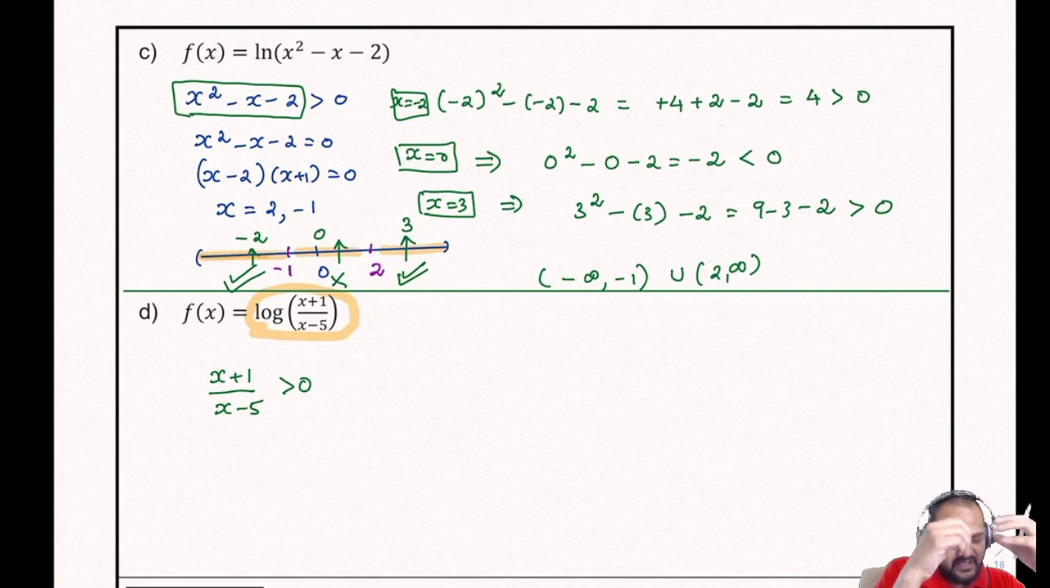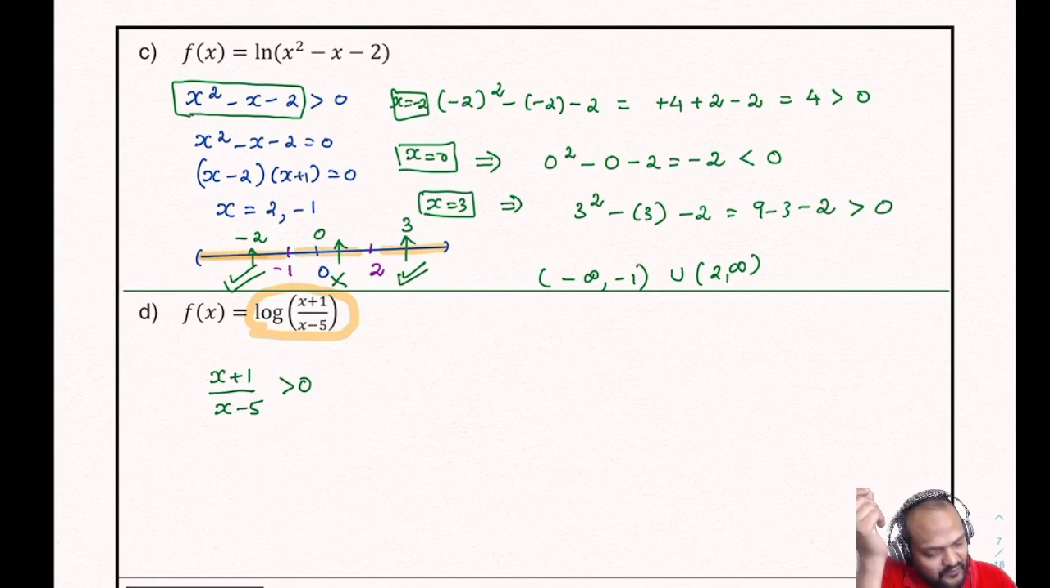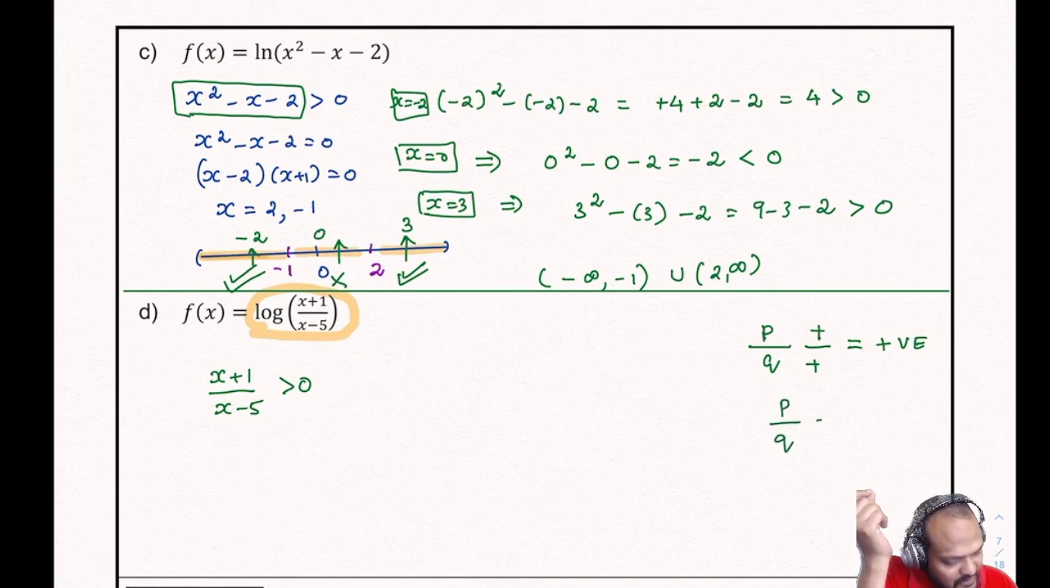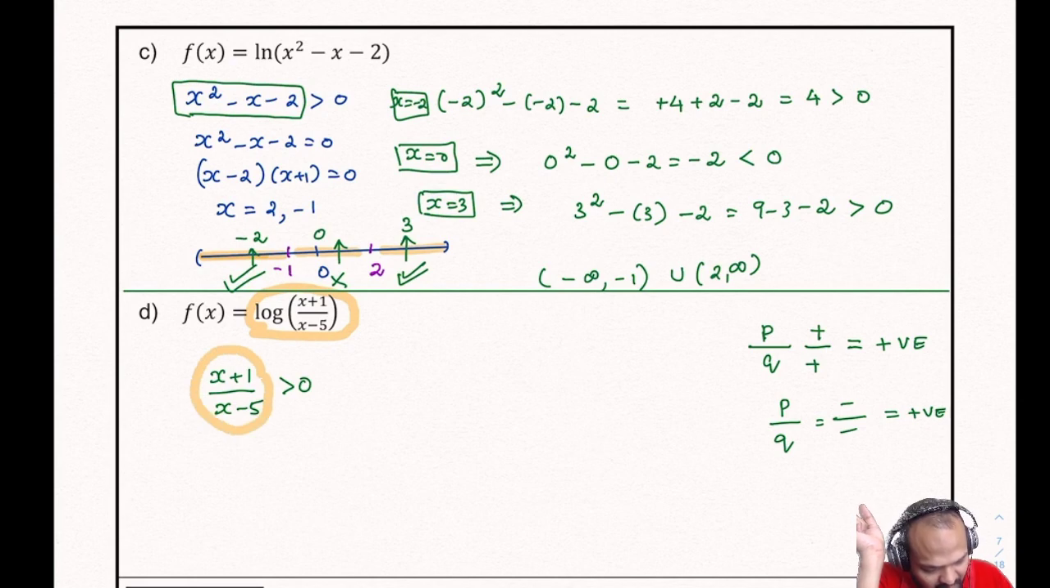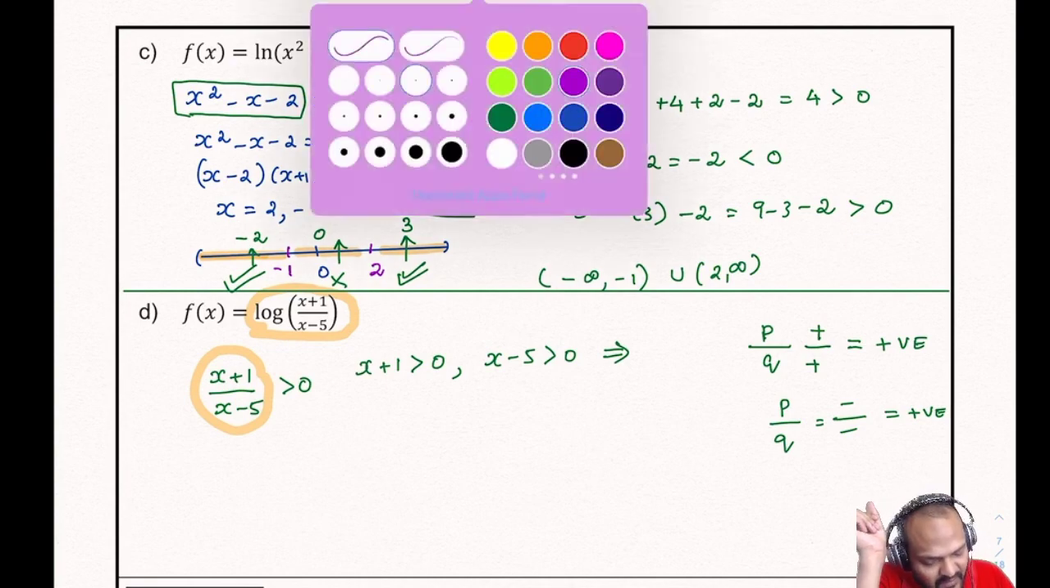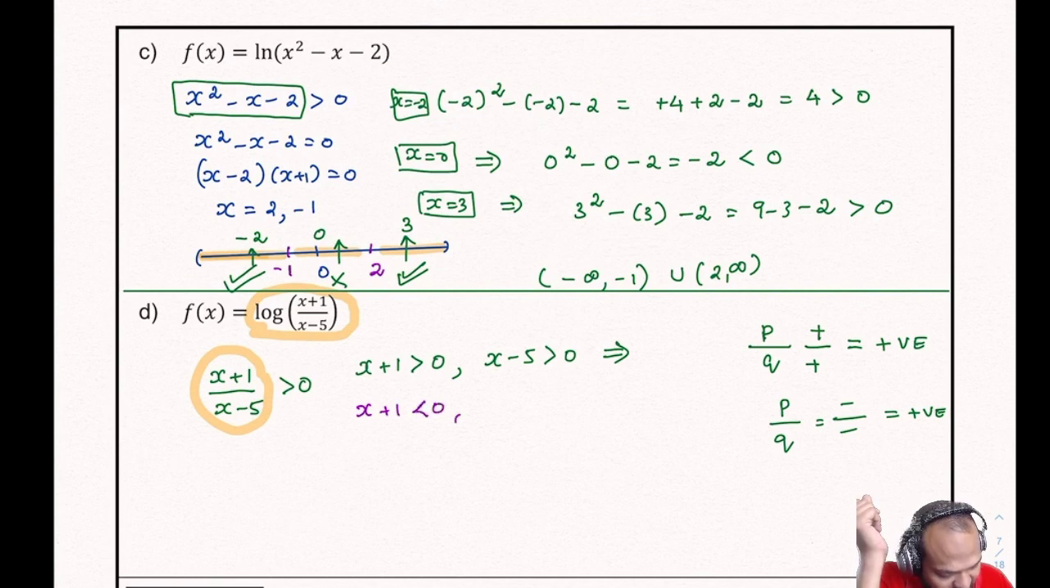We are going to use a different idea here. Whenever you have a rational number p over q, when would that be positive? If both p is positive and q is positive, the outcome is going to be positive. If p is negative and q is negative, I still have a positive. So that is the idea that we are going to use. For this to be positive, if the numerator is positive and the denominator is positive, that gives me positive for the entire expression. Similarly, if the numerator is negative and the denominator is negative, that also gives me positive.